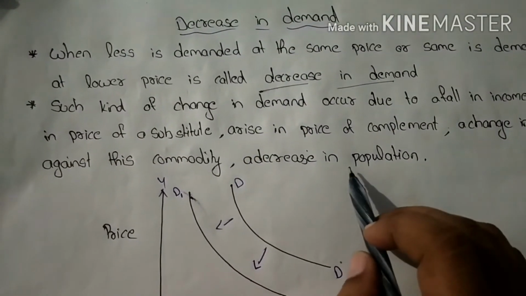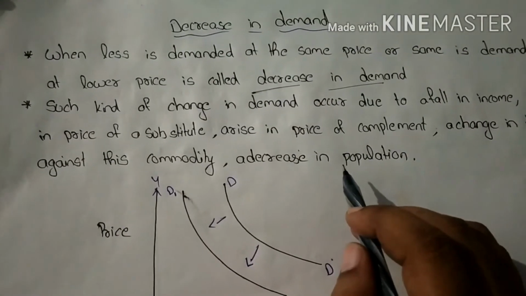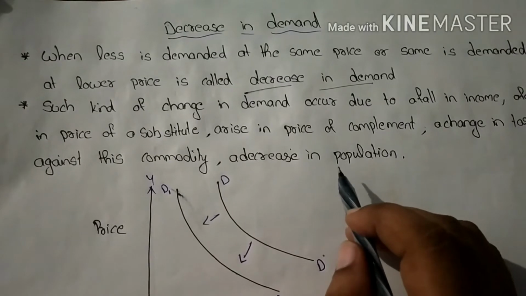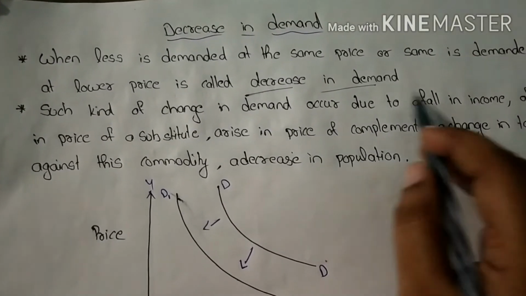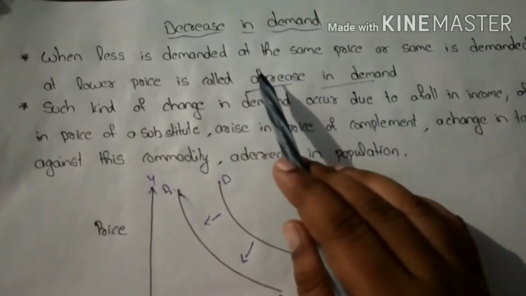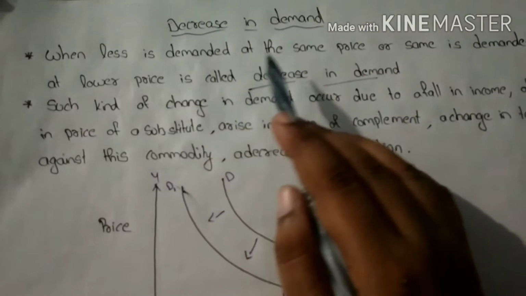And decrease in population. Suddenly there is a low population of children in our country. So automatically the demand for toys decreases here. So because of all these factors and changes in factors, the demand also changes. So all these factors are decreased. So here the demand should also decrease.